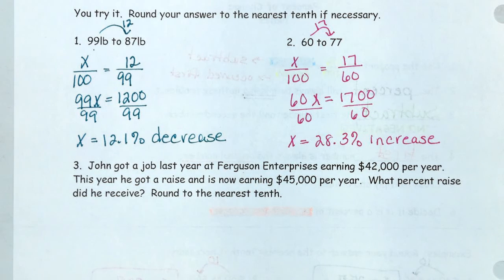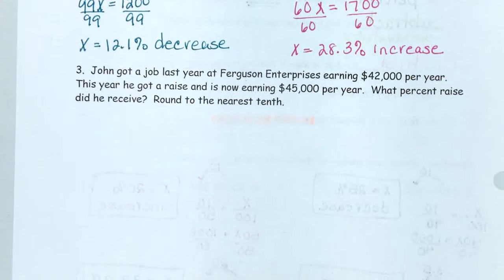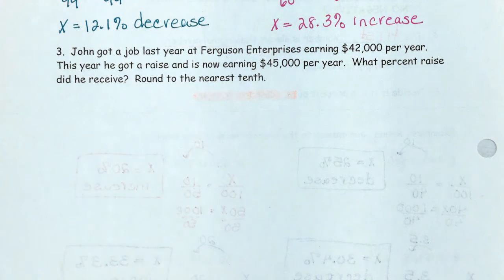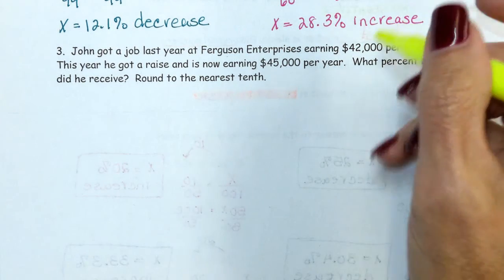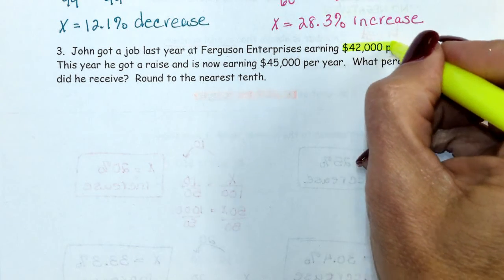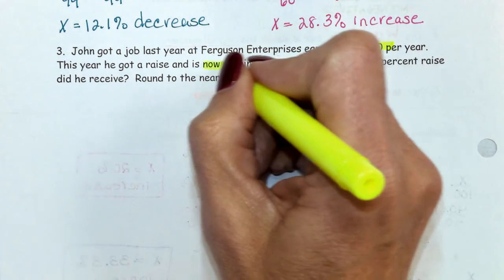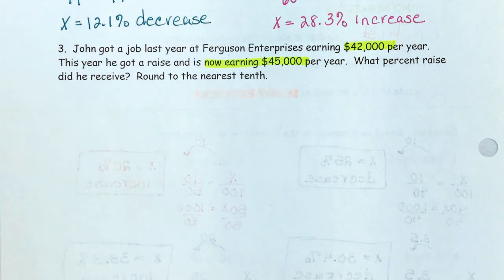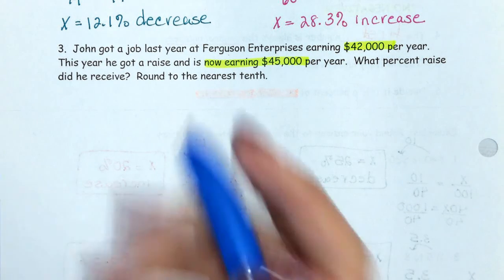All right, so for this last one, John got a job last year at Ferguson Enterprises, earning $42,000 per year. This year he got a raise and is now earning $45,000 per year. What percent raise did he receive? Okay, so let me do a little bit of highlighting here. His original earning was $42,000, and now he is earning $45,000. Okay, so last year was 42, this year is 45.